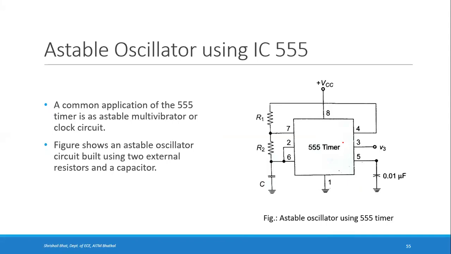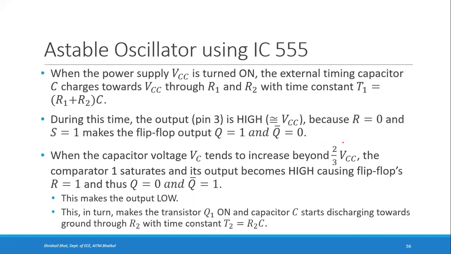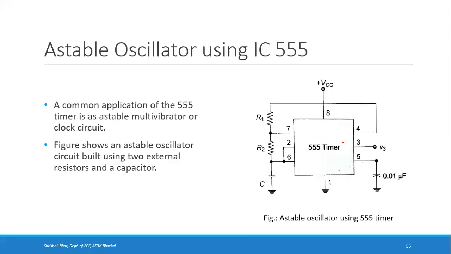To understand this operation, whenever the power supply VCC is turned on, the timing capacitor C charges towards VCC through the resistances R1 and R2. So when the power supply is turned on, this capacitor gets charged, the current is flowing through R1 and R2 and then C, right? It gets charged through R1 and R2 till VCC.